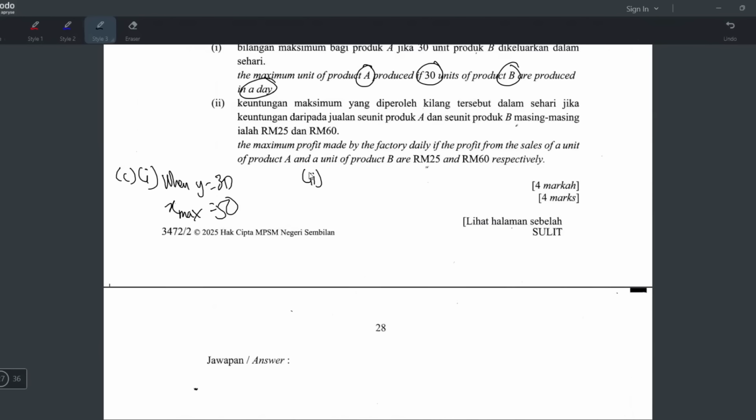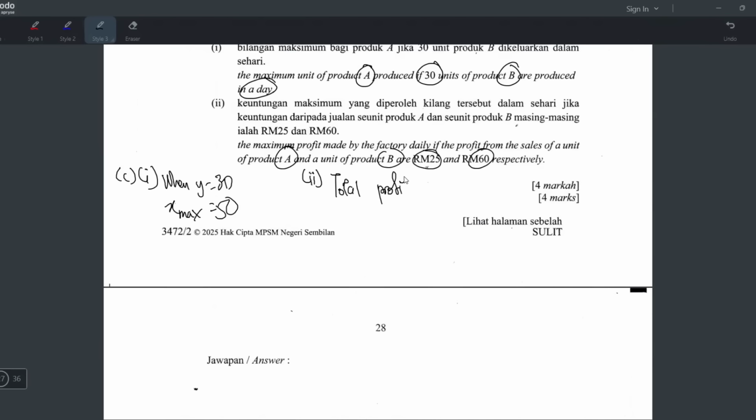Okay, this one is definitely the sliding question. Yeah. Okay, find the maximum profit made by the factory daily if the profit from the sales for product A is 25 ringgit, B is 60 ringgit. Okay, they want to find maximum profit, but don't find maximum profit first. Let's write down the total profit first.